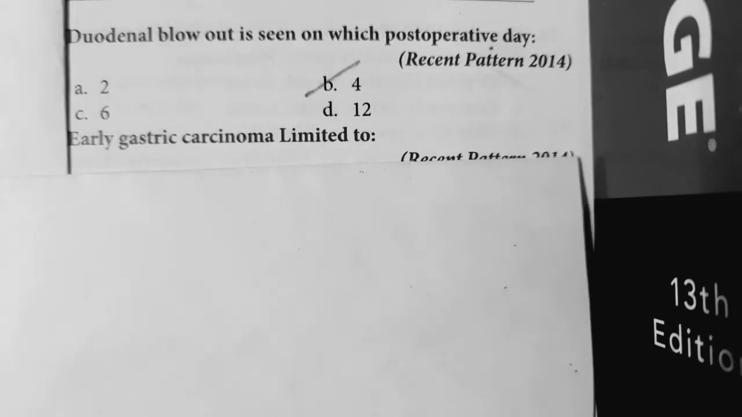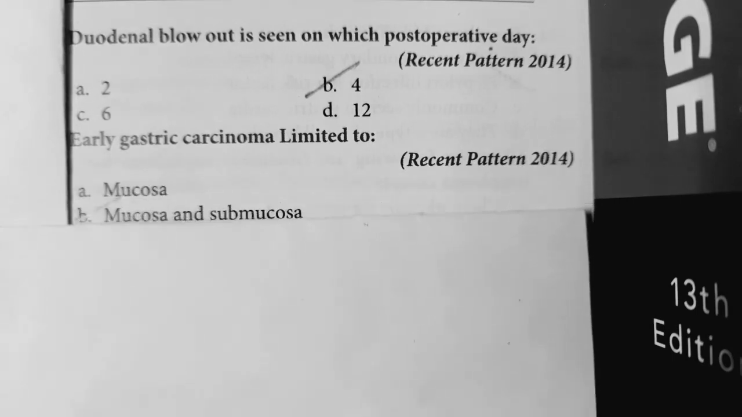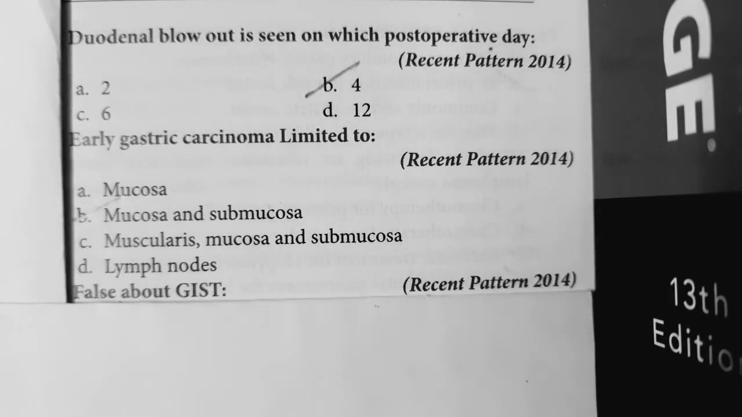So question number 2. Early gastric cancer is limited to involvement of mucosa and submucosa with or without lymph nodal involvement. So mucosa and submucosa involvement is called early gastric carcinoma.